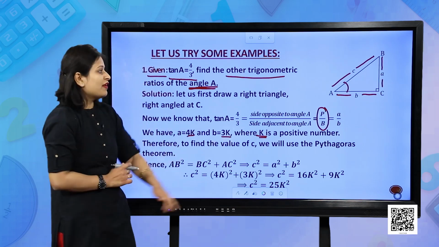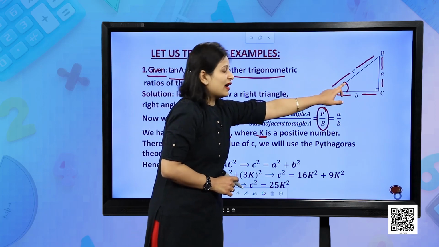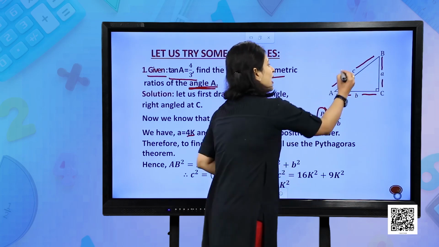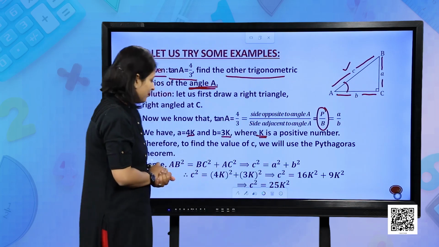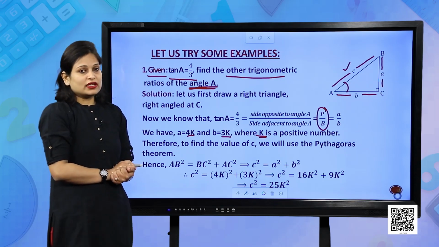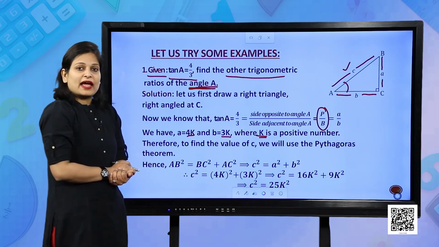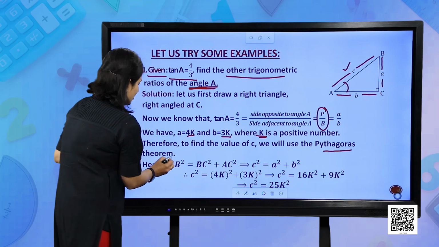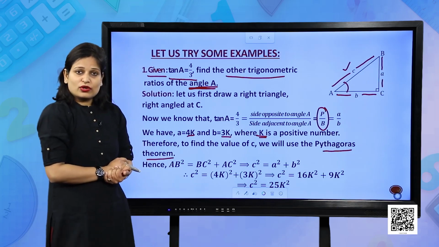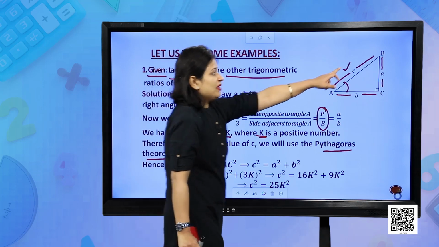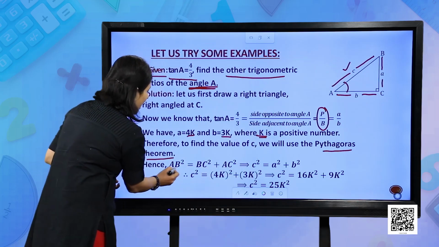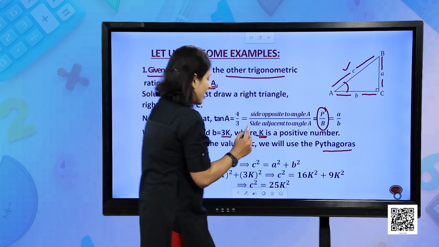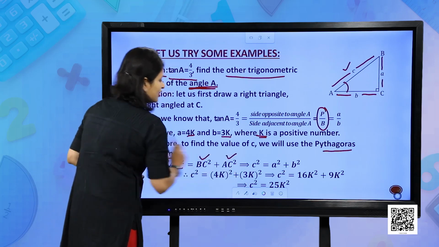I need to calculate the value of C. Since I know one angle and two sides, I have to calculate the value of C. How will you calculate the value of C? For this, we need to apply Pythagoras theorem. Now what does Pythagoras theorem say? AB square, meaning hypotenuse square, is equal to BC square plus AC square.